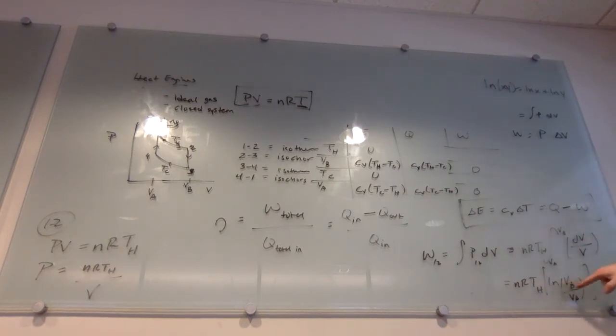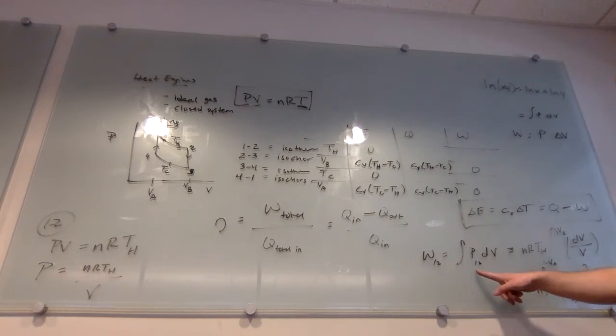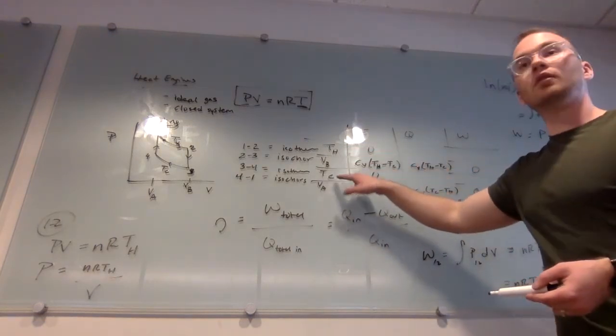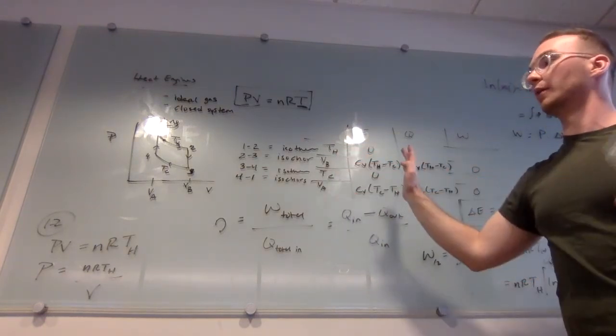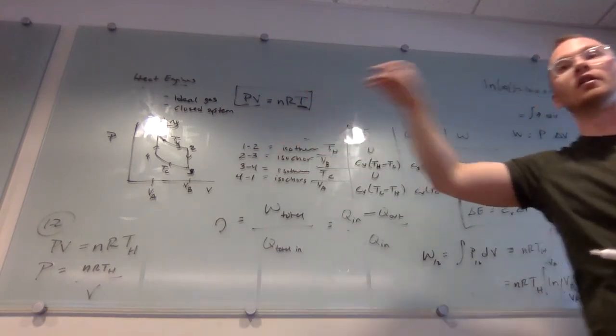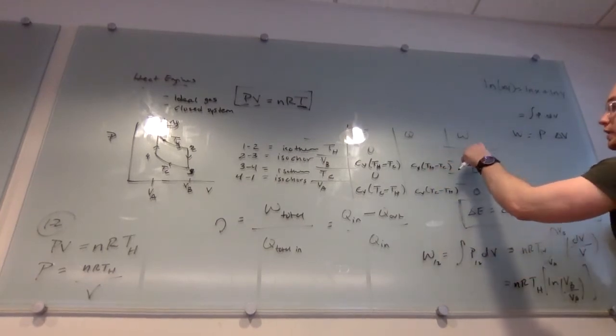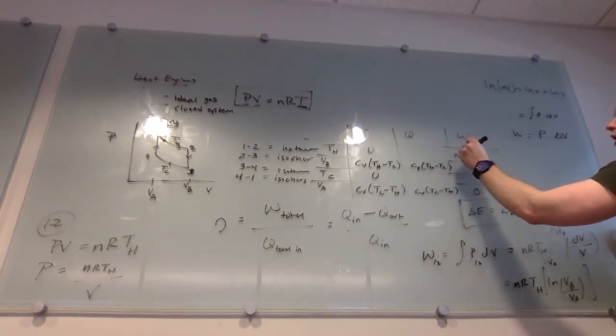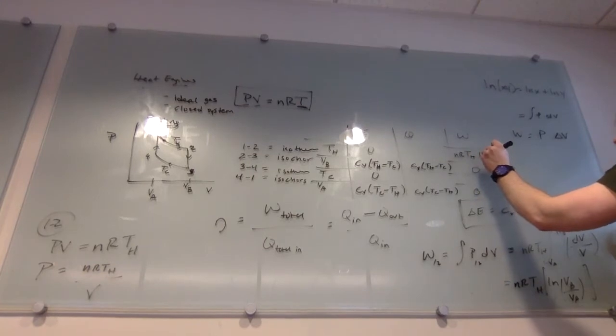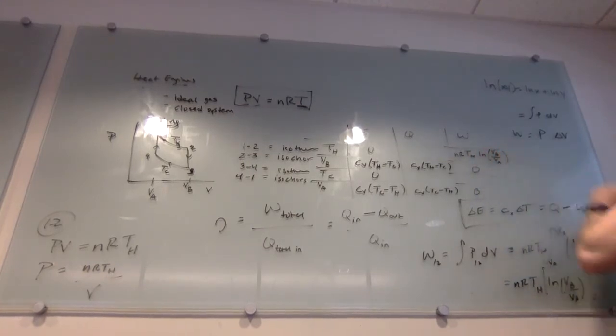If we still had a Q in here, that would be really annoying, right? Or a P in here. If we had a P in here, like if we left it like this, there's no P in here. P is not an input variable because P is never constant. So it'd be a little annoying to do that. So this was work 1 to 2, that's this one. So this is nRT hot natural log of VB over VA. And now we know Q.